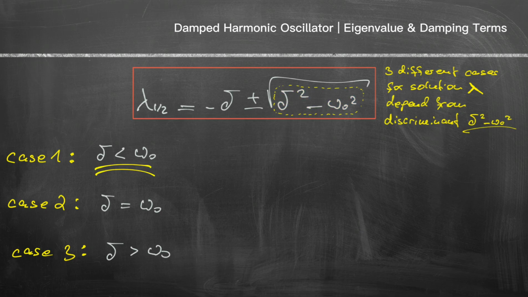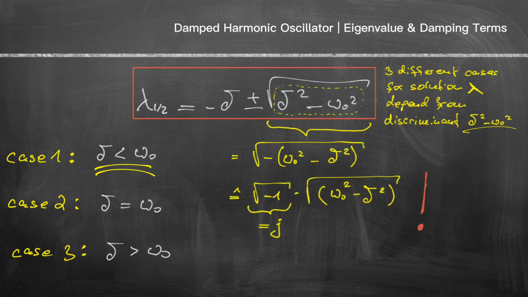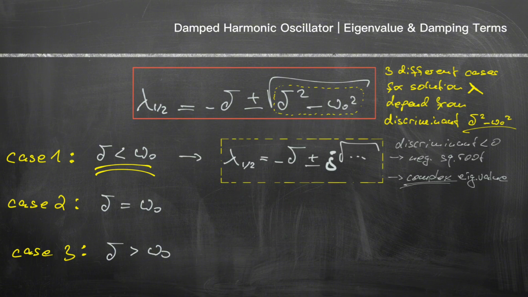In the first case, delta is smaller than omega 0. Then it quickly becomes clear that the discriminant is negative, which means we have a negative part under the root. This leads to a complex solution where we must pull out minus 1 from the root using the imaginary unit j. Thus, in case 1, the eigenvalue lambda 1, 2 is equal to minus delta plus minus j, square root of omega 0 squared minus delta squared.